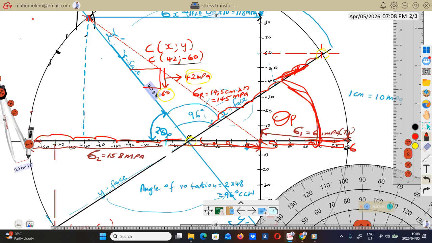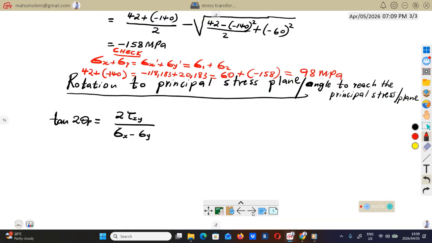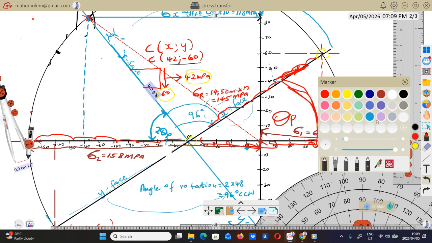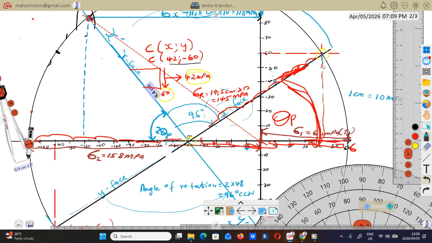So just to give you an idea of this formula, to calculate this theta p, we are going to use this formula, this one. But just to give you an idea of where it's coming from, let me use a different color. You can consider this blue triangle, this one.